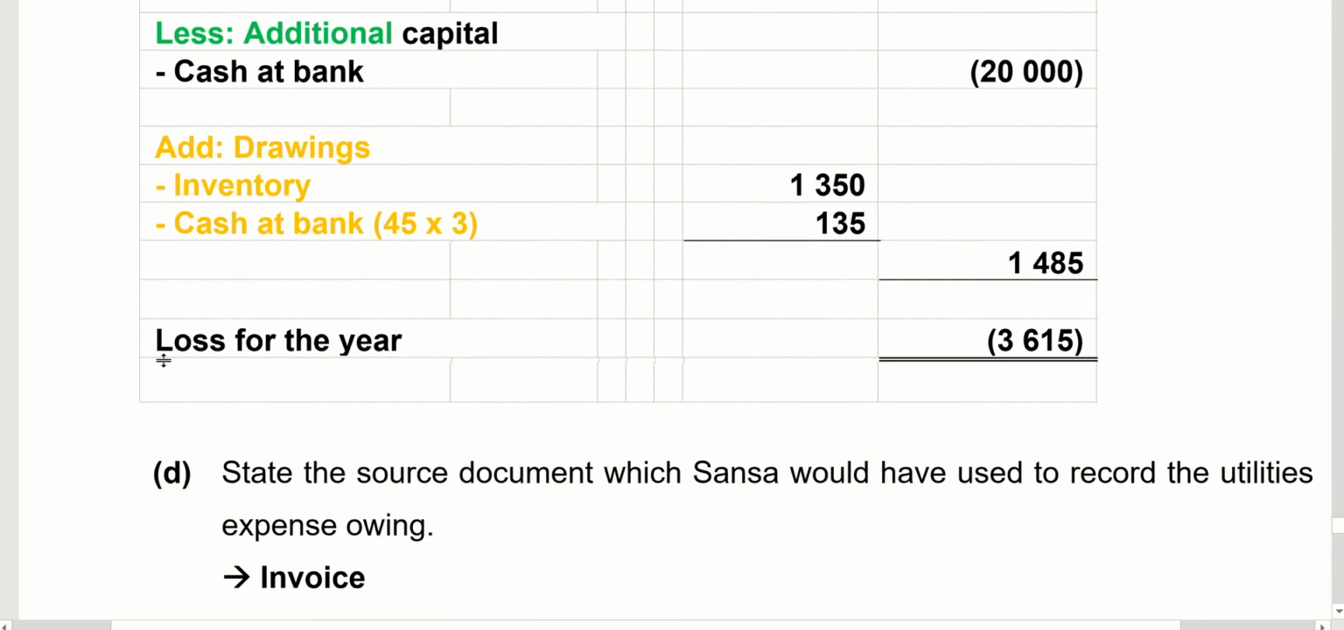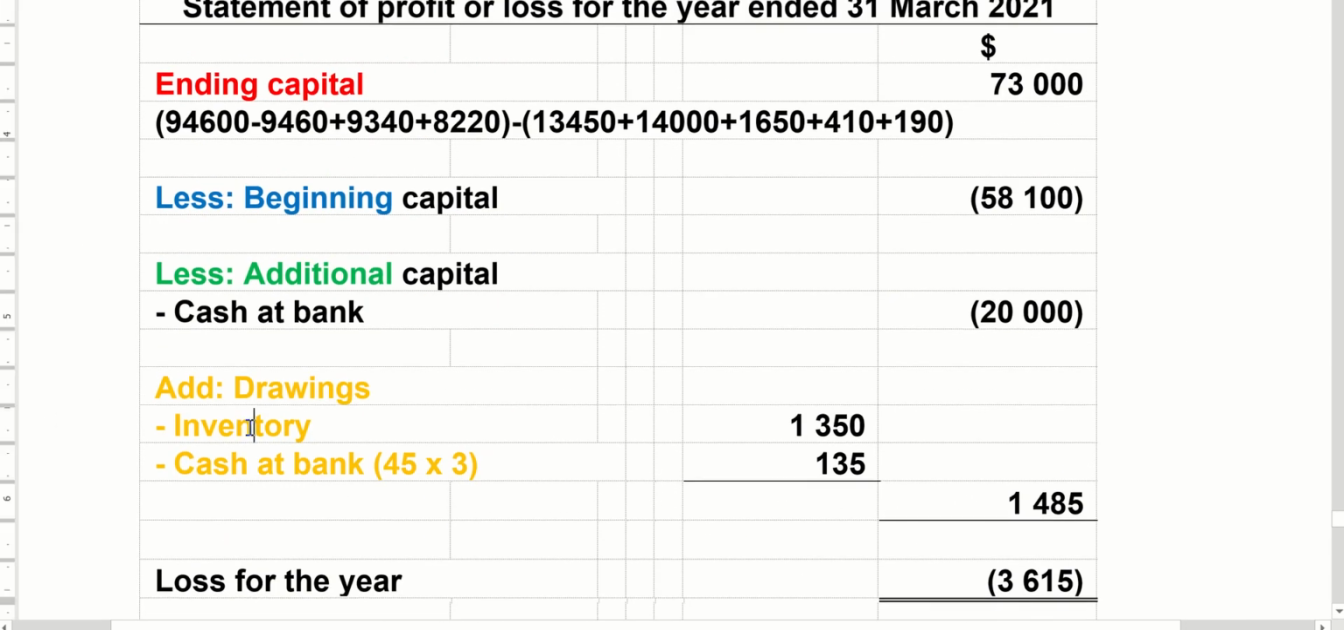Please remember, you should write down the account. Don't just write the number, you should write the account. So the accounts are inventory and cash at bank. Please write it down. After you calculate, you realize that the answer is a loss for the year of 3615.